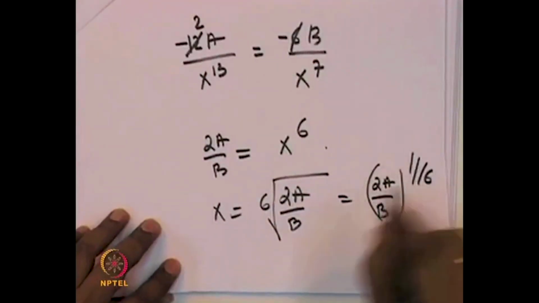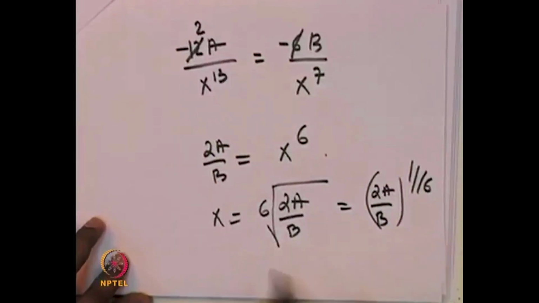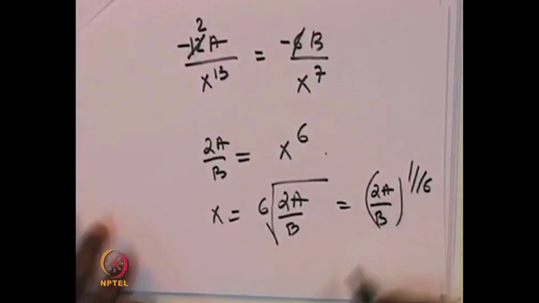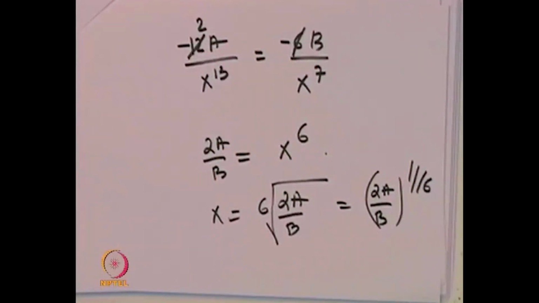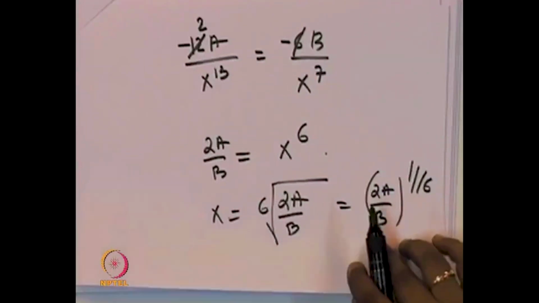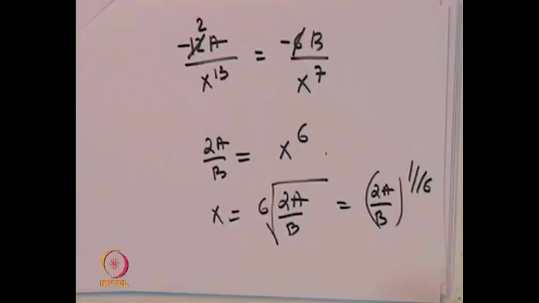So, at this particular value, when x is 2 a by b whole power 1 by 6, the derivative is 0. Now you want to find the second derivative. Find the second derivative and substitute it, and you will see that it is a minimum at this particular value. So, at this value of 2 a by b whole power 1 by 6, it is a minimum.